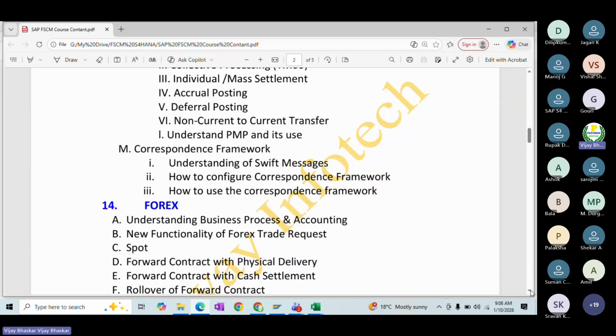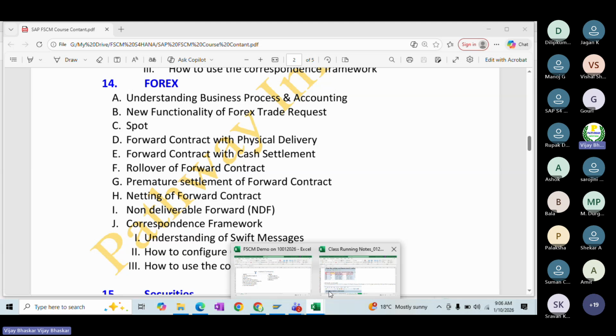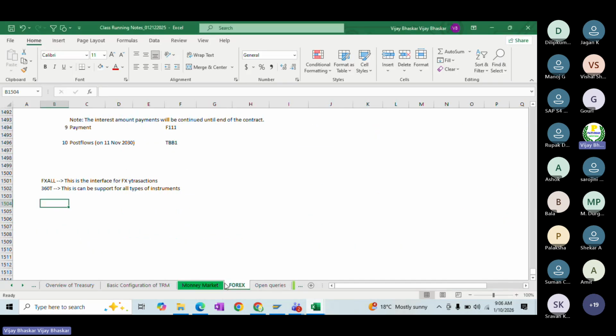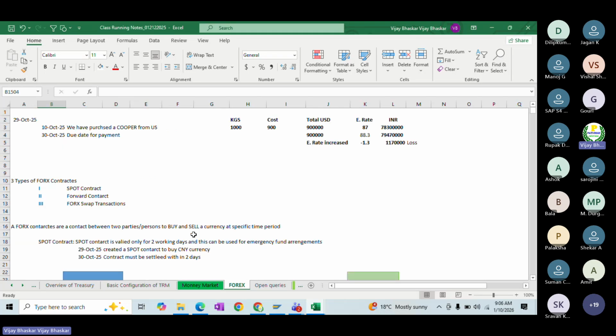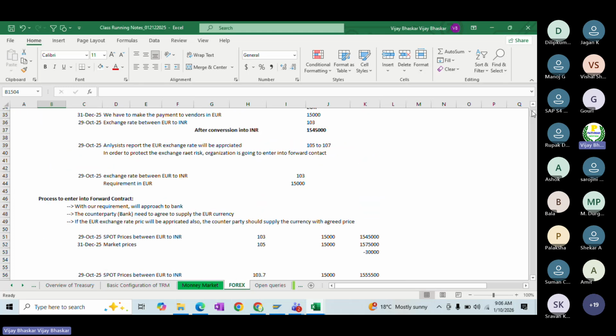Coming to foreign exchange, once the money market instruments are completed, we will move into foreign exchange. Then what is the business process? Everywhere the business process will be taken care of, either presented as a PPT or an Excel, or some other document. But business process, definitely it will be explained. Without business process, I'm not going to start the session, just for your kind information. So the first thing should be business process.